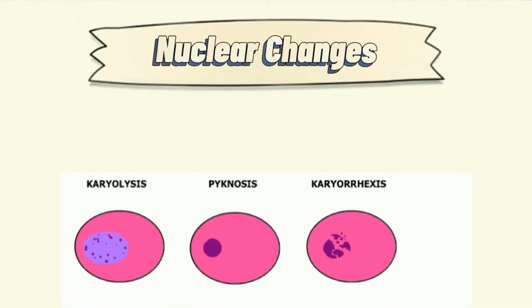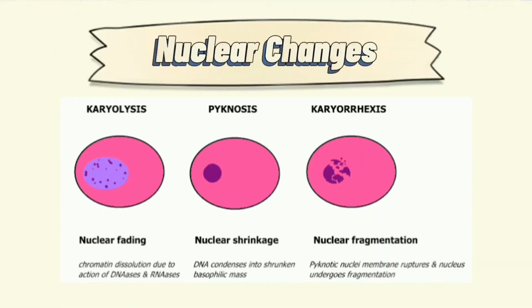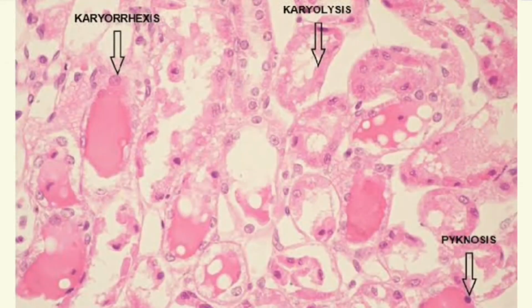The nucleus changes in necrosis, and characteristics of this change are determined by the manner in which its DNA breaks down. Nuclear changes appear in the form of three patterns. First, karyolysis. Basophilia of the chromatin may fade, presumably due to the action of DNases of lysosomal origin. Second is pycnosis. It is characterized by nuclear shrinkage and increased basophilia.